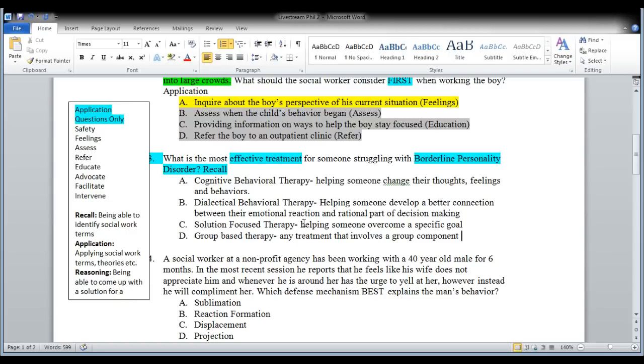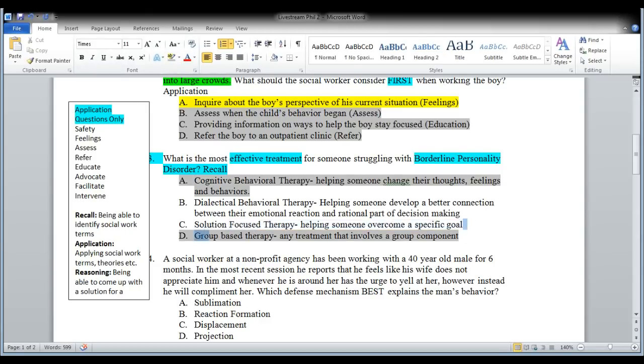component. So group based therapy would be too vague and could be included in A and B as well. So D would be incorrect because it's super vague and doesn't provide a lot of insight. Cognitive behavioral here would be incorrect because yes, we're wanting someone to become more connected with their thoughts, feelings, and behaviors and help them overcome specific behaviors, but that type of therapy is more or less for behavioral changes and more or less for the other type of disorders.